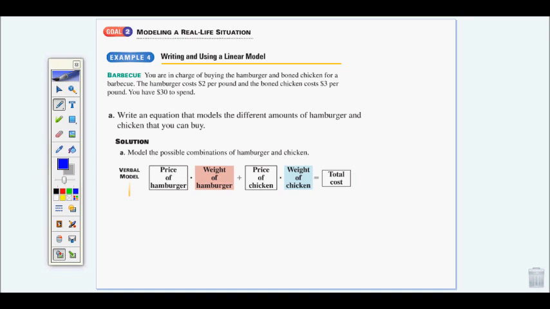So we would have $2. Oh my goodness, that was bad. Let me try that again.